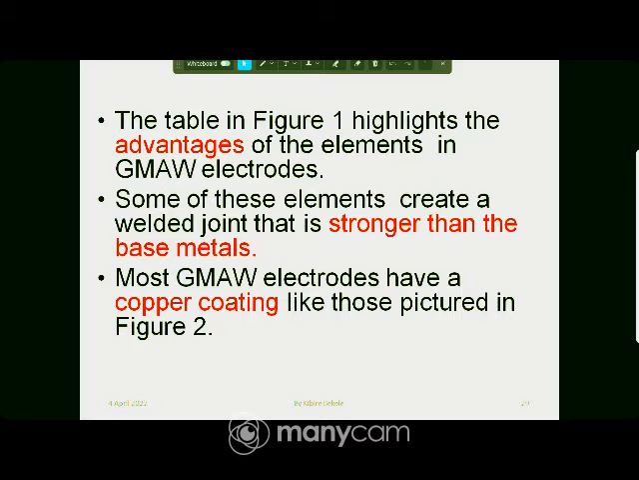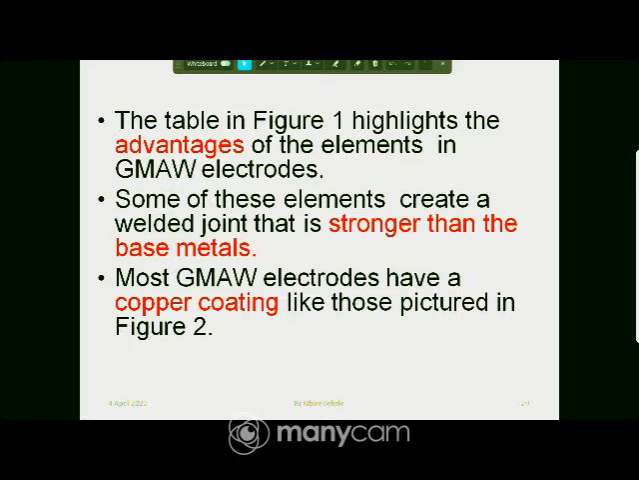Some of these elements create a welded joint that is stronger than the base metal. This is why we need the strength of the welding. The strength of the weld should always be equal to or greater than the strength of the base metal.